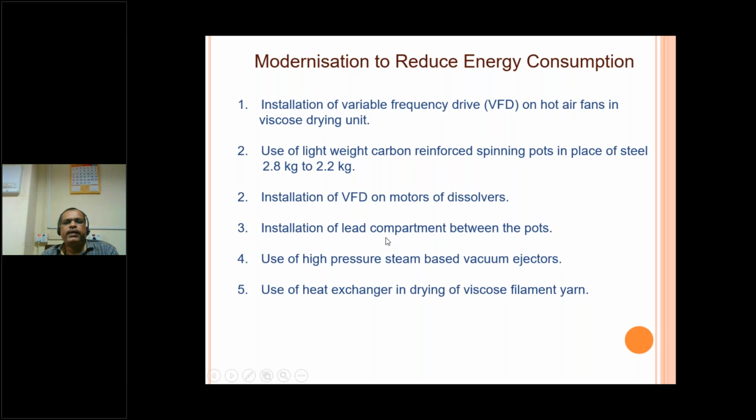And installation of lid compartments between the pots. Between the pots, we can use the lid compartment to reduce the energy consumption. Use of high pressure steam based vacuum ejectors. Use of heat exchangers in drying of viscose filament yarn.